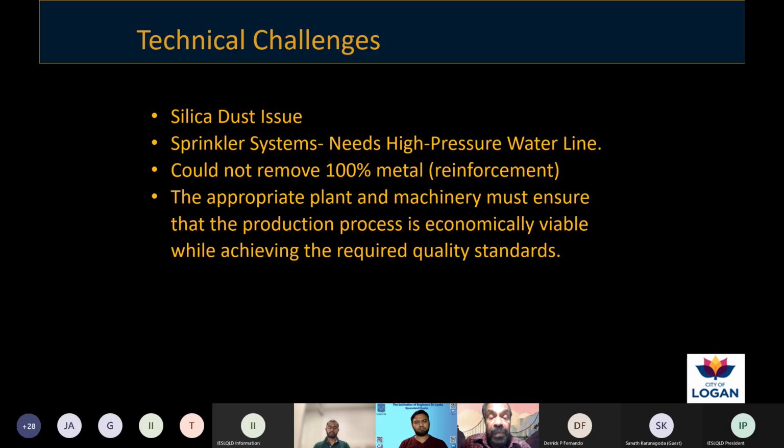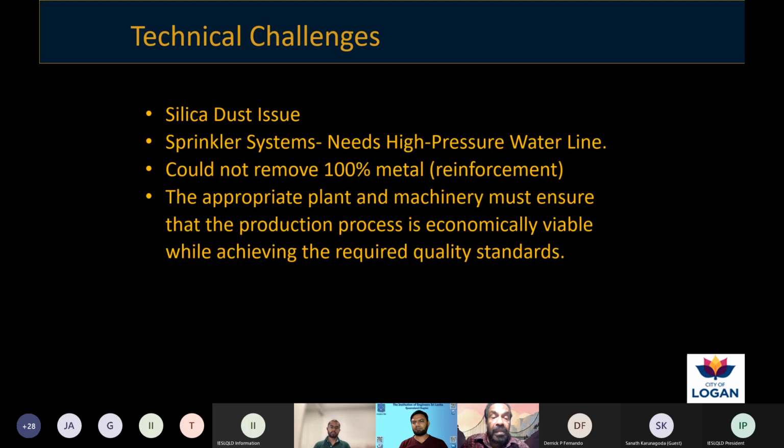The appropriate plant and machinery must ensure that the production process is economically viable while achieving the required quality standard. That was actually a technical challenge. We have to use the proper machinery.